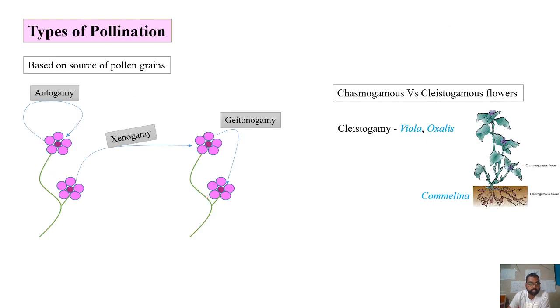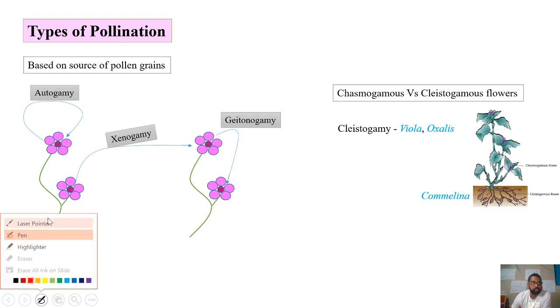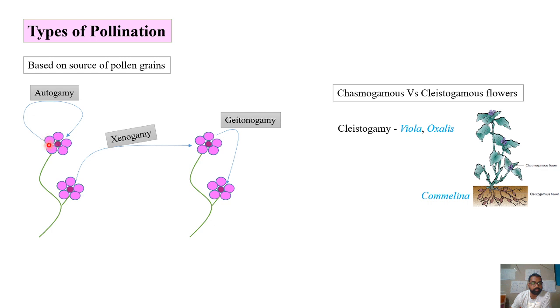So there are basically three different types of pollination depending on the source of pollen grains. The first one is autogamy. Here, in autogamy, the pollen grains are transported from the anther of a flower to the stigma of the same flower. That is, within the flower there is pollination.